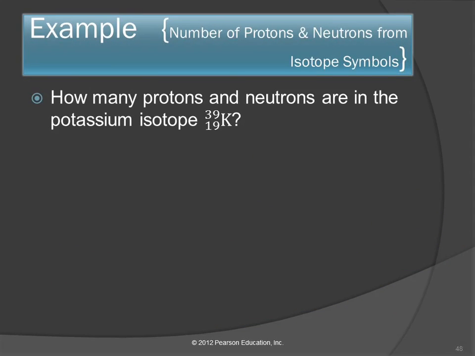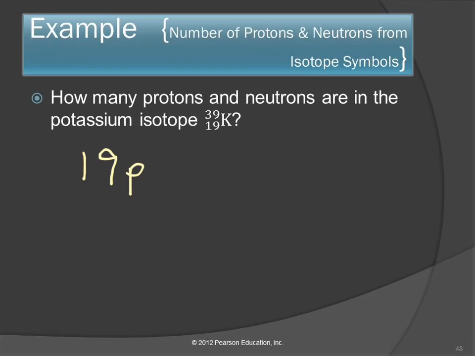How many protons and neutrons are in the potassium isotope? And they give us this symbol, K with a 39 and a 19. Well, how many protons? 19. There's 2 different ways you could know that. You can look at this symbol and say, oh, there's the number of protons right there. 19 protons. Protons are always going to be on the bottom? Protons are on the bottom, yeah. Or potassium, you find it on the periodic table. It's element number 19, and so you can tell it that way.